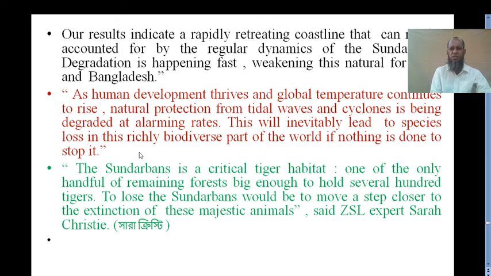And if this form of global warming continues, the world will lose many of its rich biodiverse parts in the near future. The Sundarbans is a critical tiger habitat, one of only a handful of remaining forests big enough to hold several hundred tigers. To lose the Sundarbans would be to move a step closer to the extinction of these majestic animals, said ZSL expert Sarah Christie.